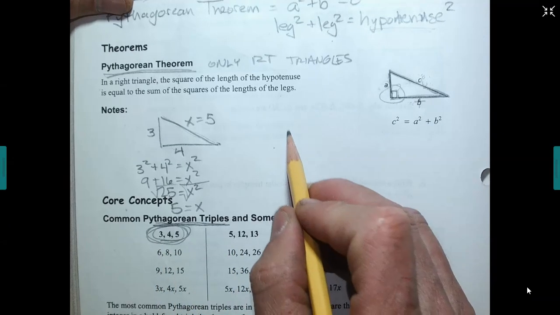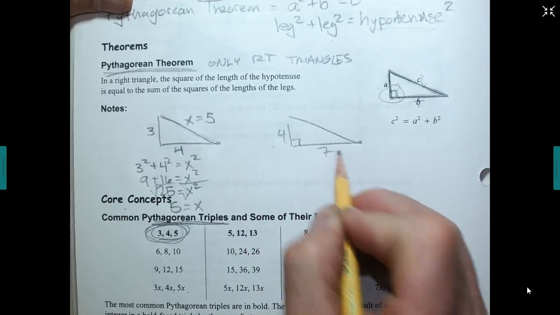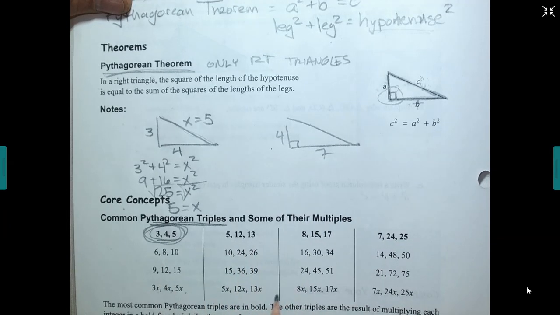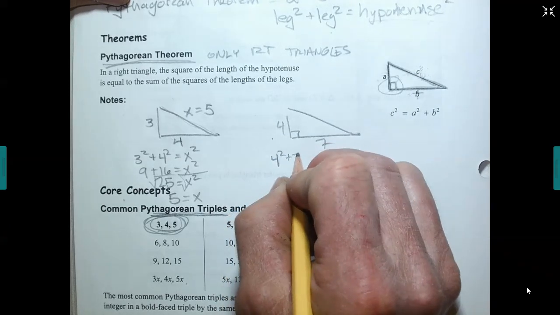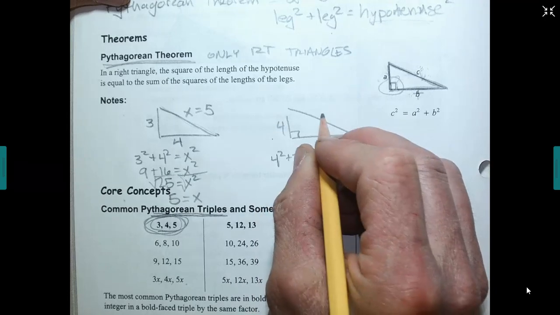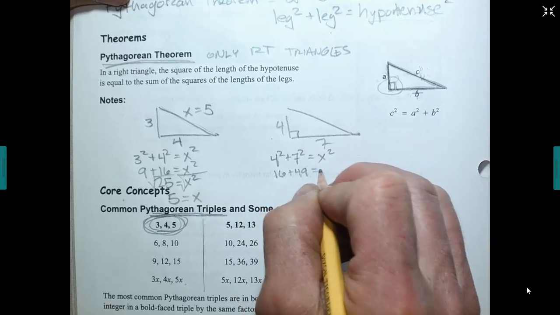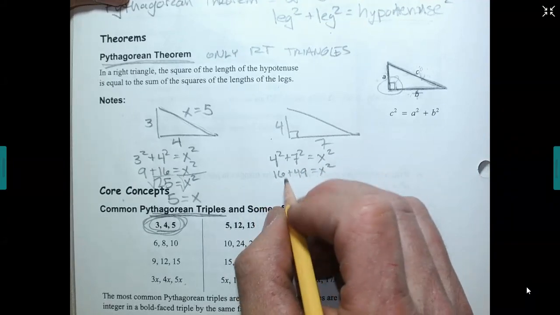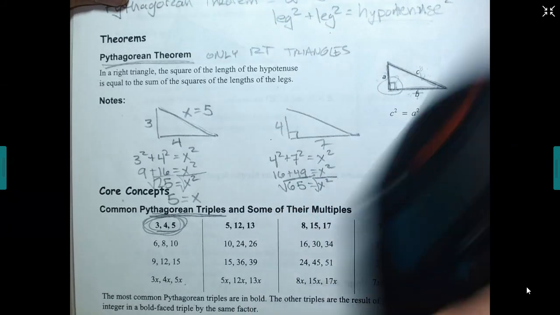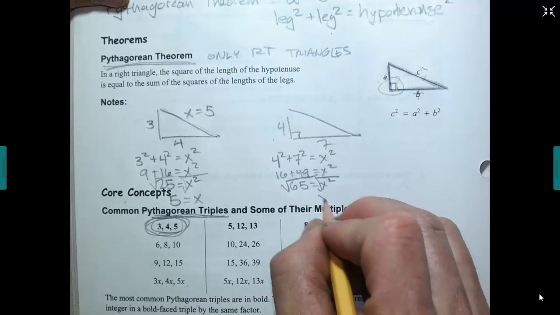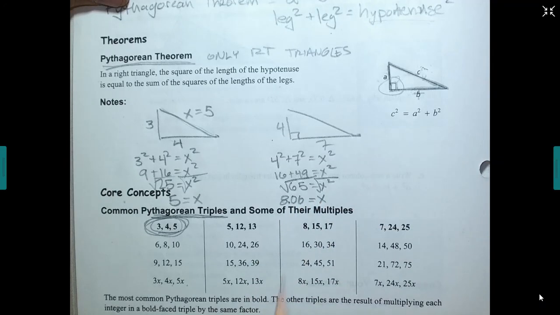Now, what if I have a right triangle and I have a 4 and a 7? It's not on here. So if I don't have a Pythagorean triple, what do I have? Well, 4 squared plus 7 squared equals x squared, right? The hypotenuse we'll just call x. 16 plus 49 equals x squared. 16 and 49 is 65 equals x squared. I square root both sides. I go on my calculator and I get x equals 8.06.